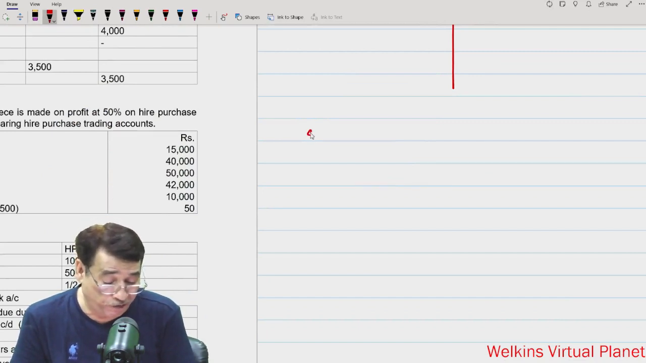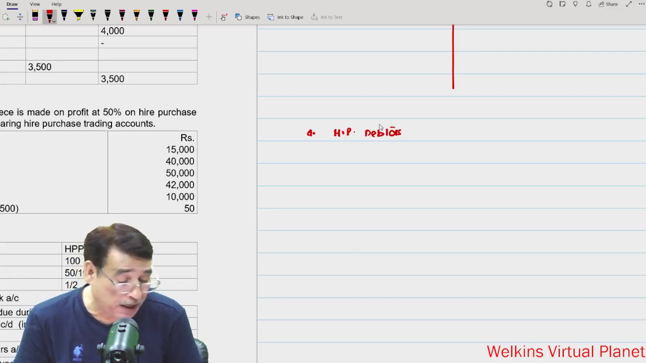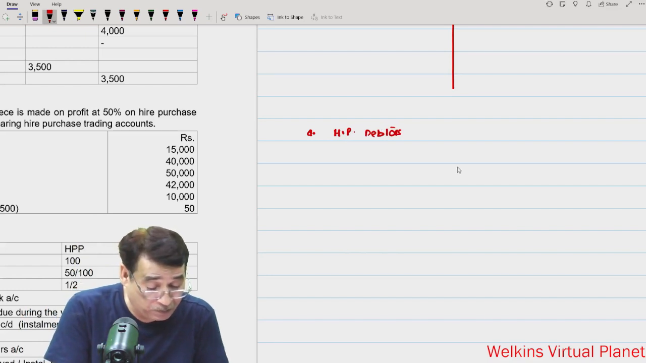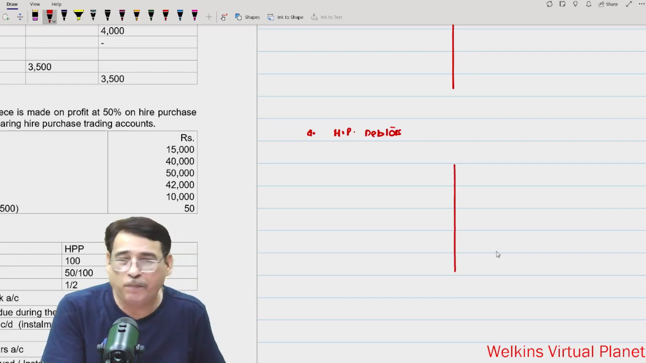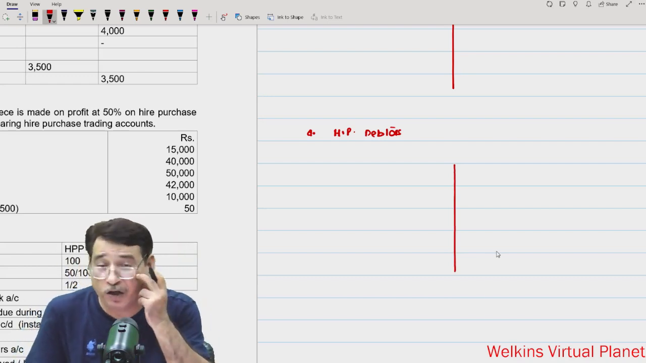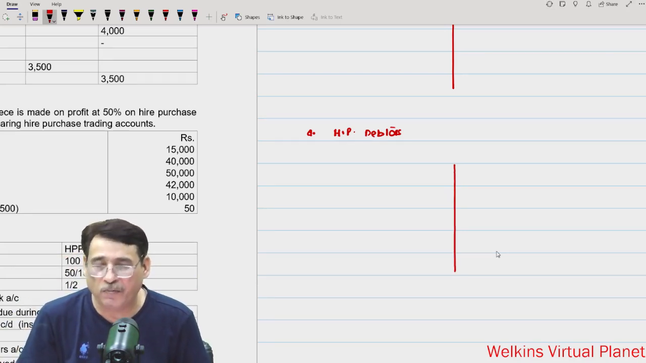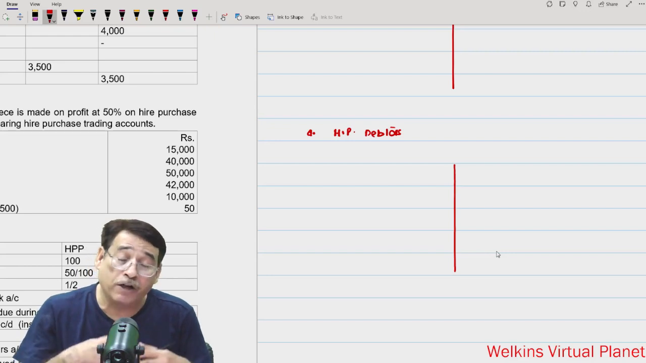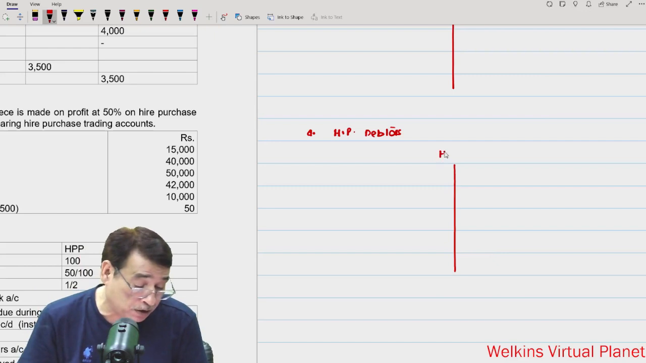Suppose, first of all, I would like to solve the question through the hire purchase debtors system. In that case, after having prepared these three accounts, I will have to prepare an additional account, that is the hire purchase adjustment account. This word might be striking to you as if you might have heard it earlier. Yes, you are not wrong. Under stock and debtors system, do you remember? In branches, you have prepared branch adjustment account so many times. Similarly, here we are going to prepare hire purchase adjustment account.